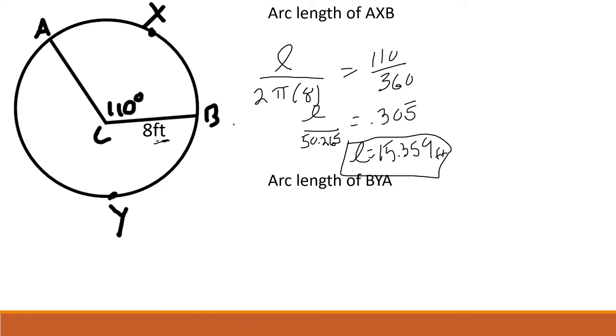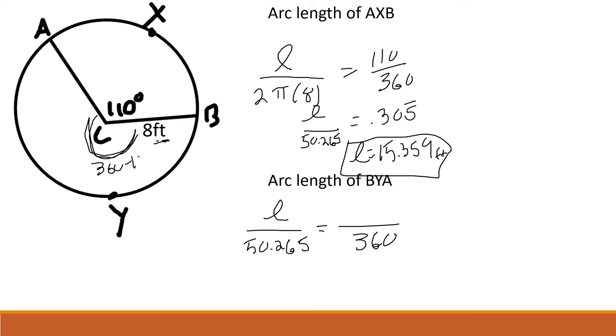If I want the arc length of BYA, which is the other part, well, I do it the same way. Arc length over, now the circumference isn't going to change, so this is still going to be 2 pi 8, but I'm just going to put down 50.265 just to save some time here. And then the degree of BYA, remember, if I want BYA, which is this right here, I'm going to have to do 360 minus 110. So 360 minus 110, which is what this minor arc is up here, and that'd give me 250 degrees across.